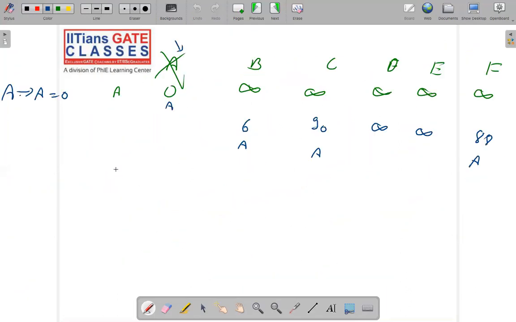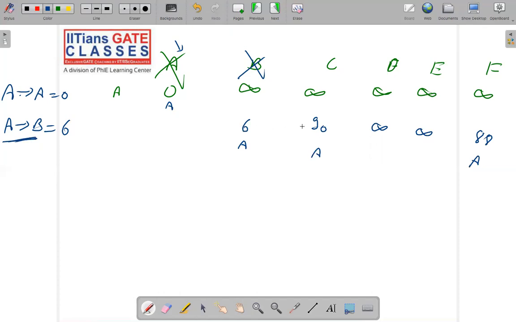Only 3 edges are there: 90 is less than infinite, that's why we replaced it. 88 is less than infinite, that's why we replaced it. And 6 is less than infinite. Out of all these 3, B is minimum. So we say that A to B is concluded, and its path from A to B, directly or indirectly, is 6.